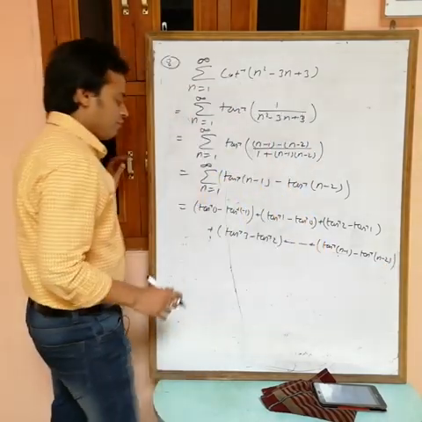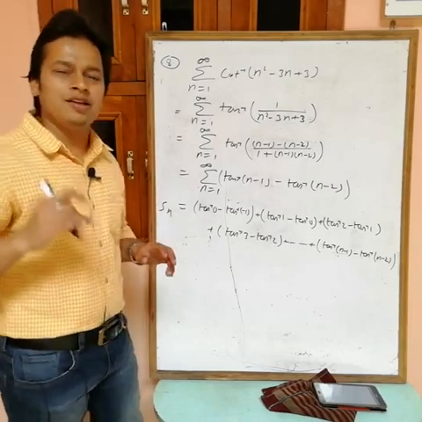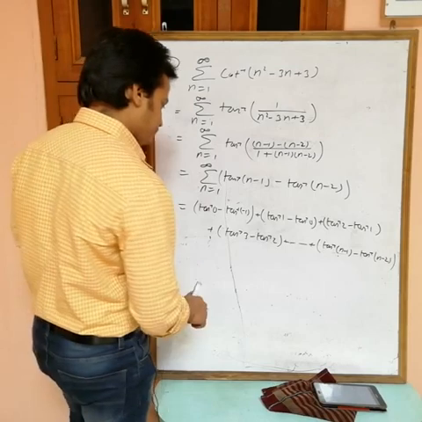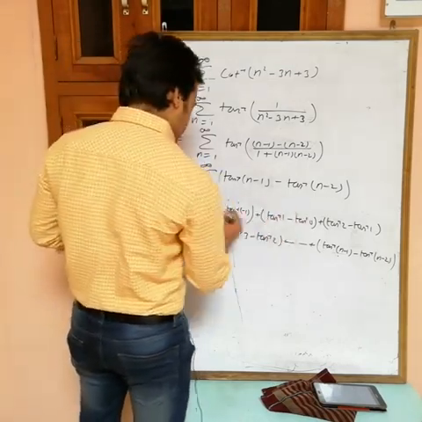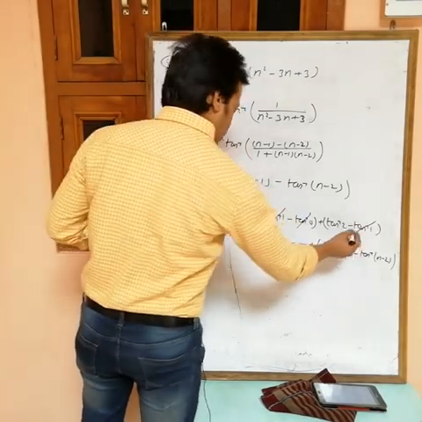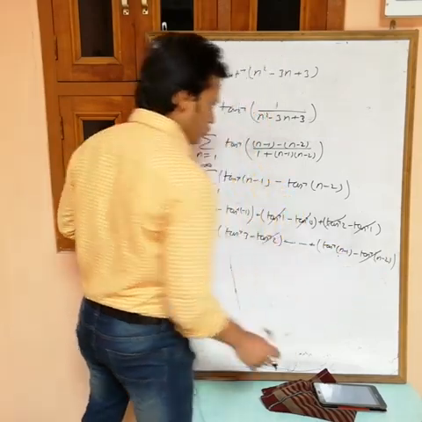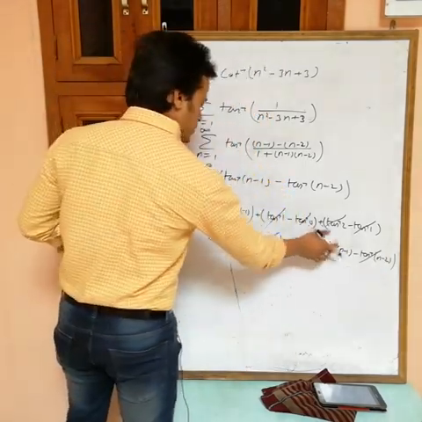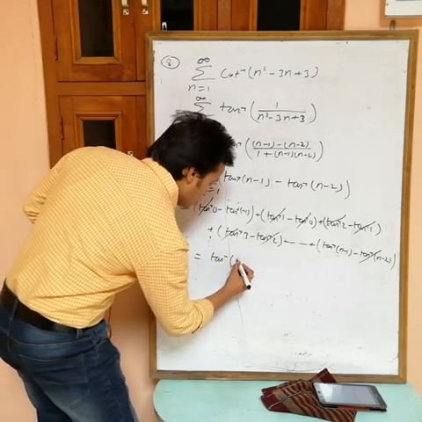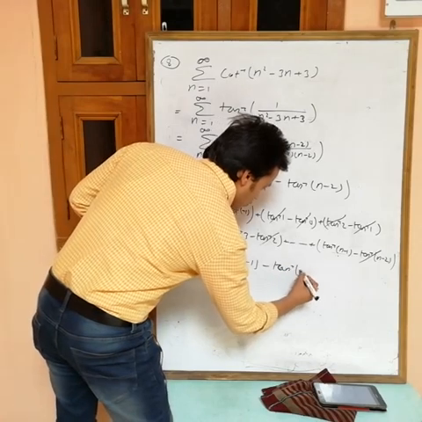Okay, now you will get some cancellation. This is the sum up to n terms. At the end, I will replace n with infinity. Okay, now see, tan inverse 0 cancels out with this, tan inverse 1 with this one, tan inverse 2 with this one. So at the end, this will be cancelled out. Only two terms will remain, this one and this one. Okay, so Sn is equal to tan inverse n minus 1 minus tan inverse minus 1.